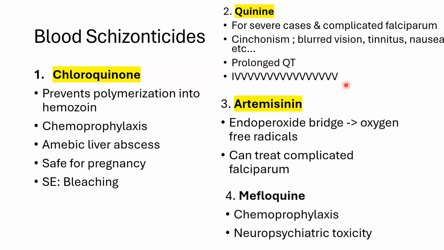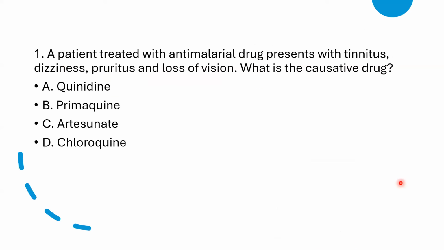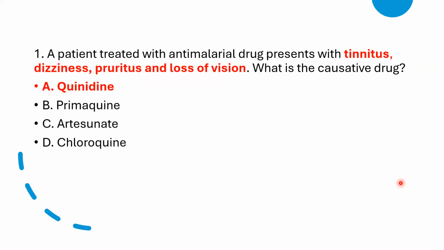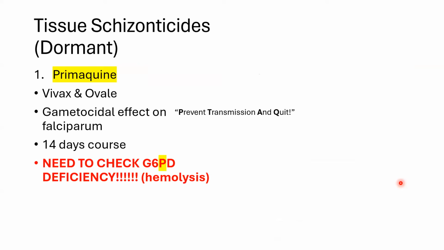Remember it's given IV. If they give you a question telling you any of these side effects, please remember the queen standing on stage. Now, artemisinin, just remember that it forms an endoperoxide bridge, which releases oxygen free radicals that kill the parasite. And mefloquine, what's important is neuropsychiatric toxicity. So this is the main idea. Very straightforward. Remember the queen gets nervous.